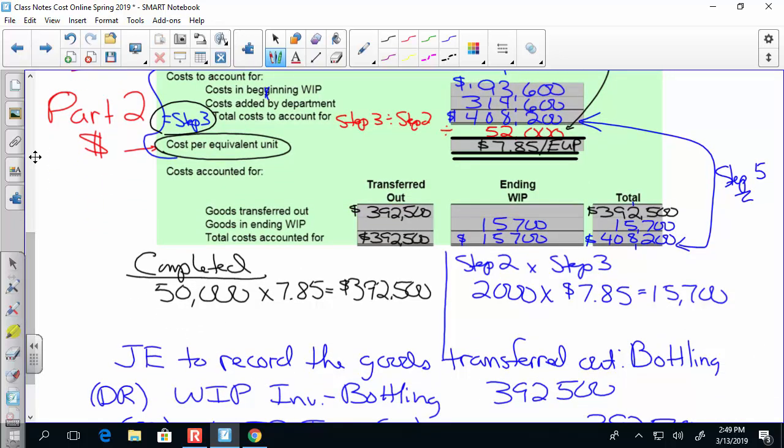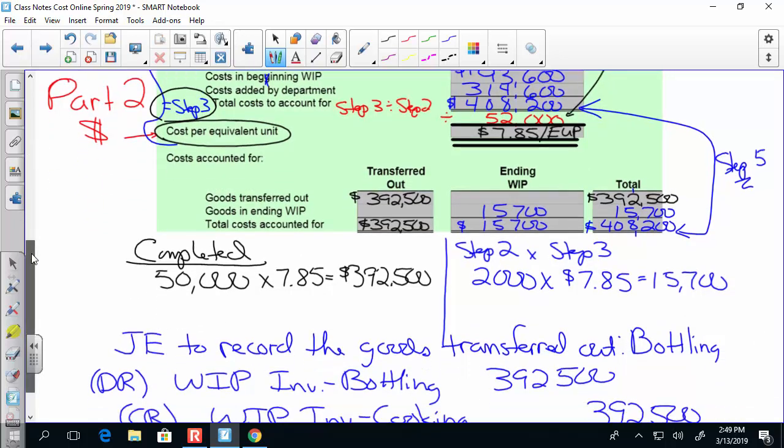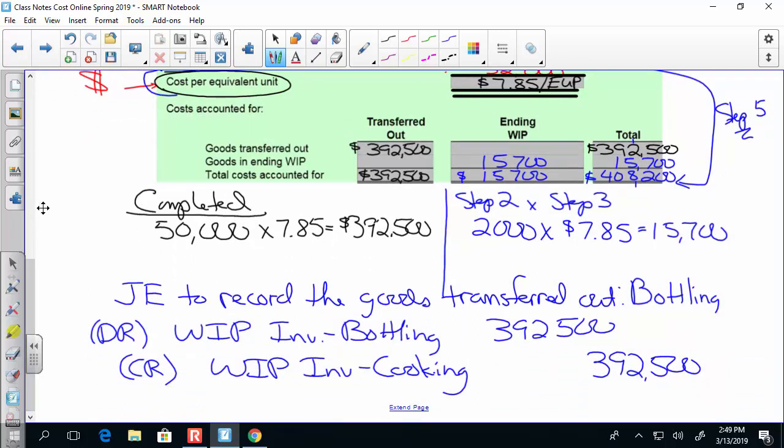Then in step 4, what I've done here is I've actually done the formulas down below, including the journal entry, because I will ask you, now that you have this production report, what's the journal entry going to be? In this case, to transfer out into another department this $392,500. It's a debit to that WIP, credit to the current WIP that we're in.